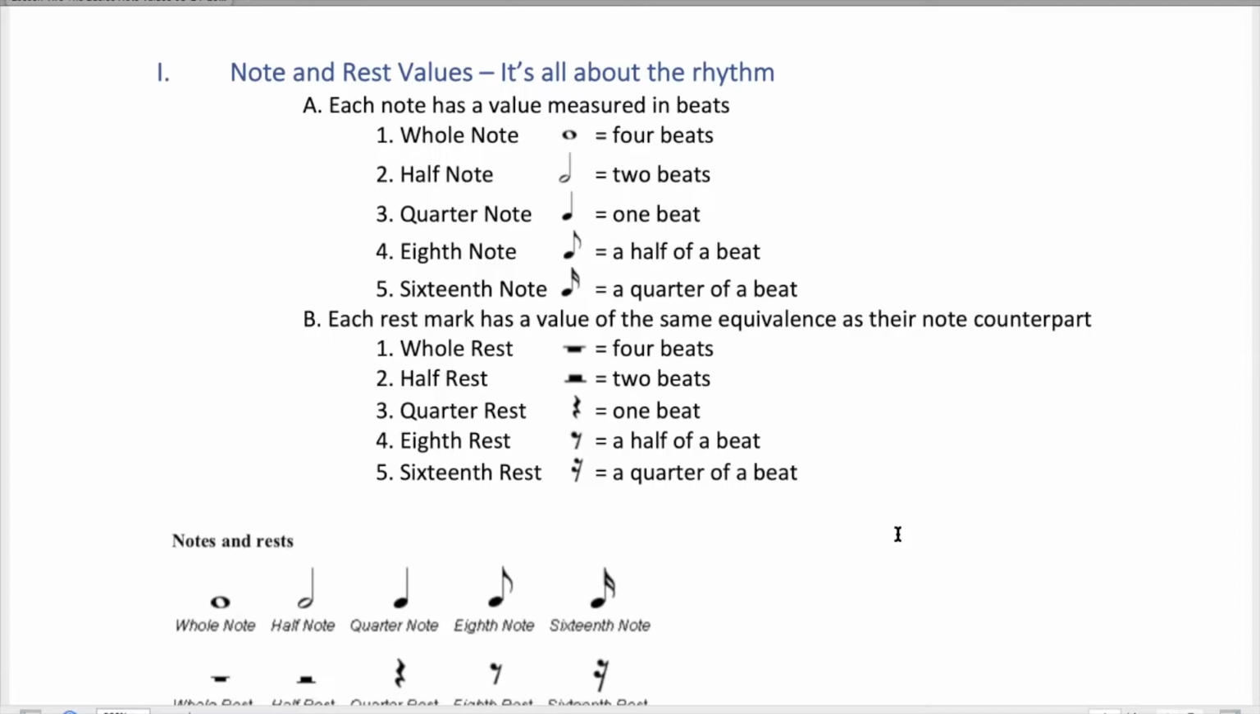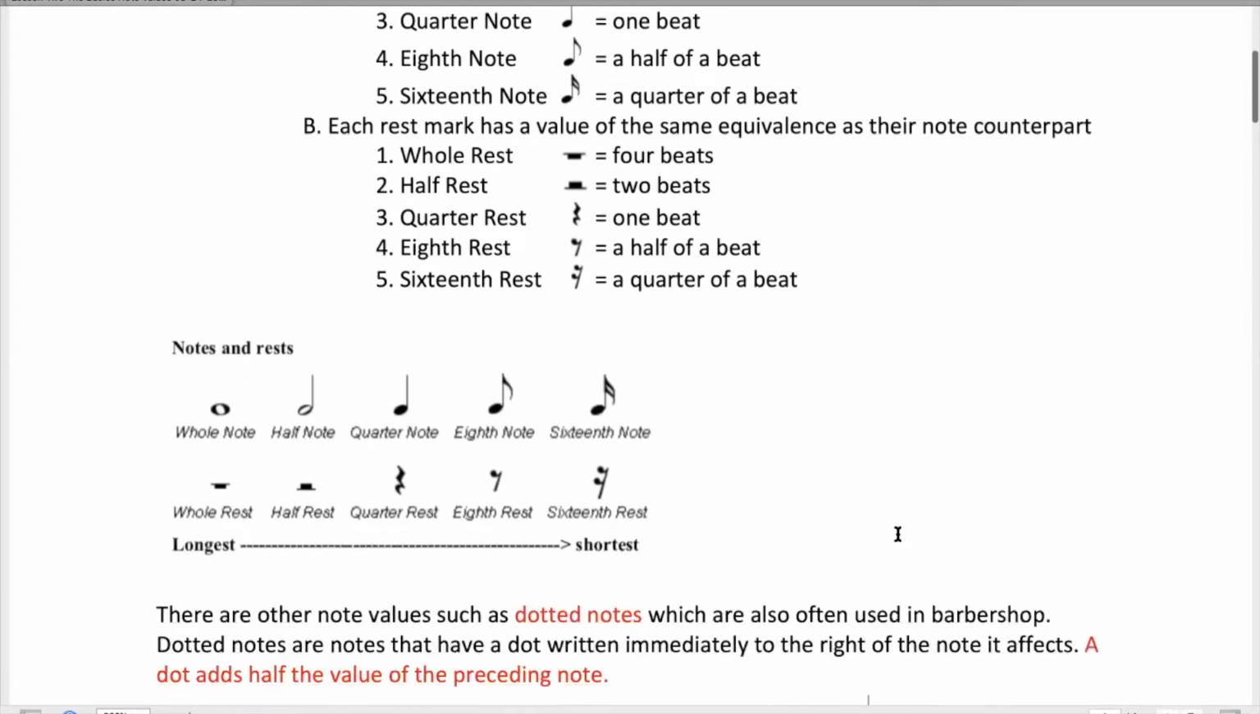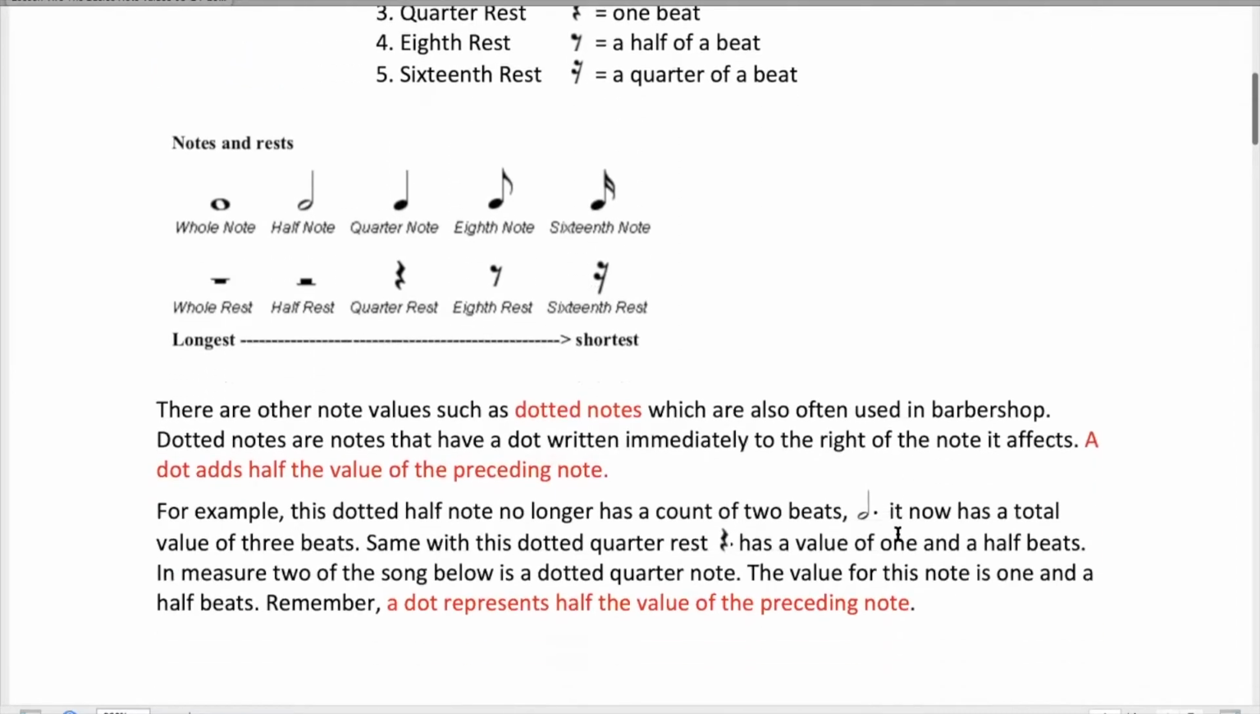The quarter rest is 1 beat. The 8th rest is half of a beat. And the 16th rest equals a quarter of a beat. You see here there are notes and rests from the longest to the shortest. The longest being the whole notes or the whole rest, all the way down to the 16th note and the 16th rests.